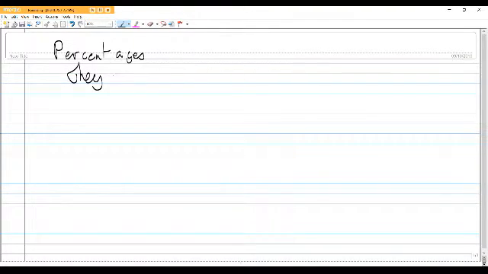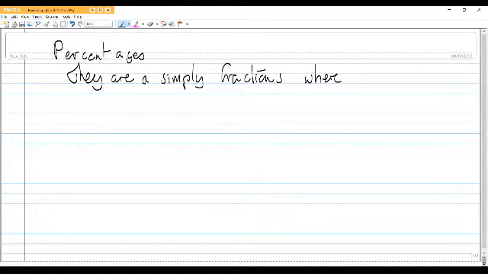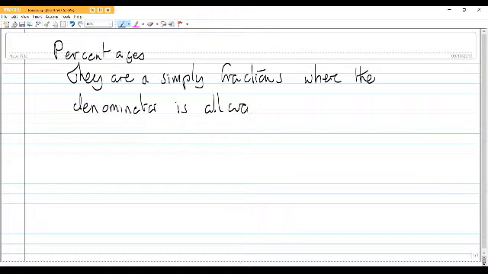Let's just write that down. They are a simple fraction where the denominator, and that's the number underneath the line, is always 100. So we don't write it because we know that the denominator is always going to be 100.